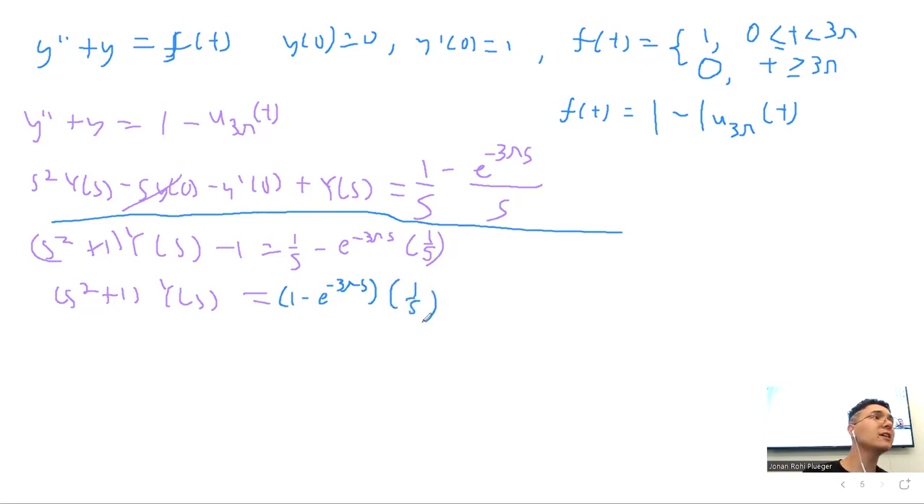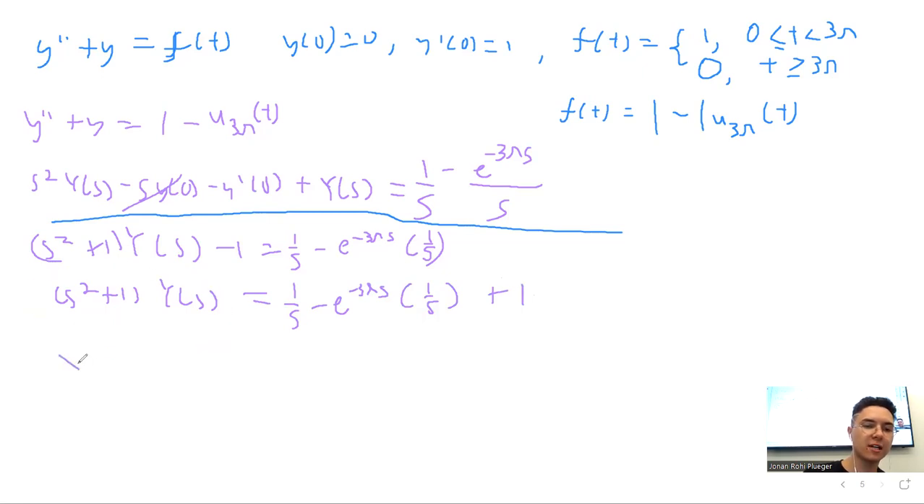But you know what? In the last problem, that confused things excessively. So instead, we are not going to do that. I don't know why I decided to do that. We're just going to add the 1, because I took this one and added over here. So we have 1 over s minus e to the negative 3 pi s, 1 over s plus 1.